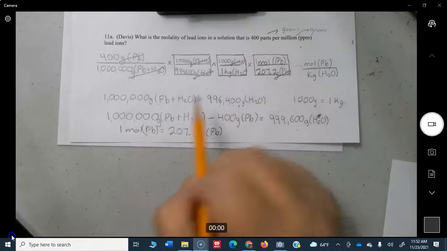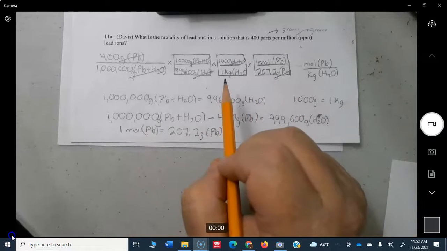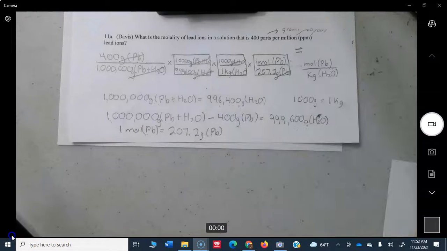That's for our final answer. We have kilograms H2O on the bottom. That's for our final answer. We have the units set up. So I'll go ahead and write the answer up here.